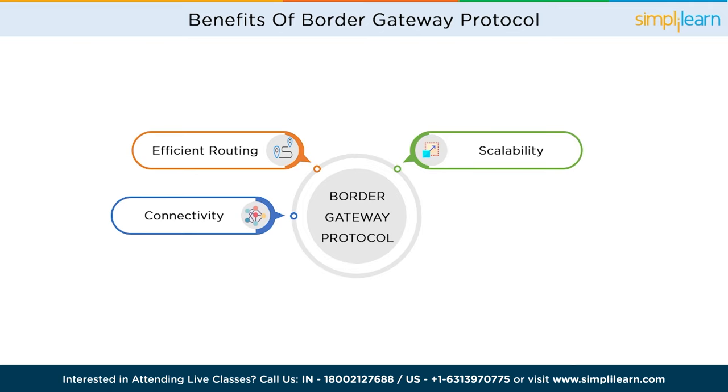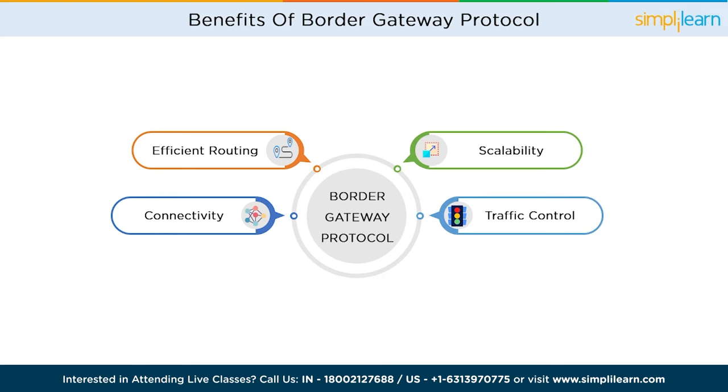This provides redundancy and load balancing, as BGP can automatically select the best path for data based on factors like available bandwidth and network conditions. Multi-homed connectivity enhances network reliability and enables organizations to distribute traffic efficiently.